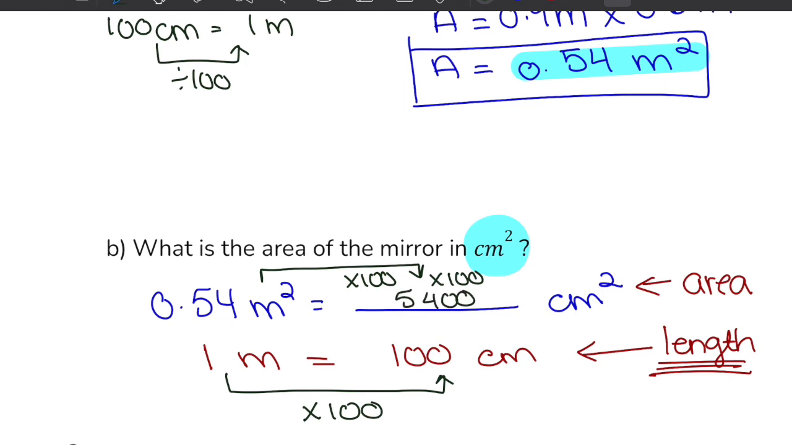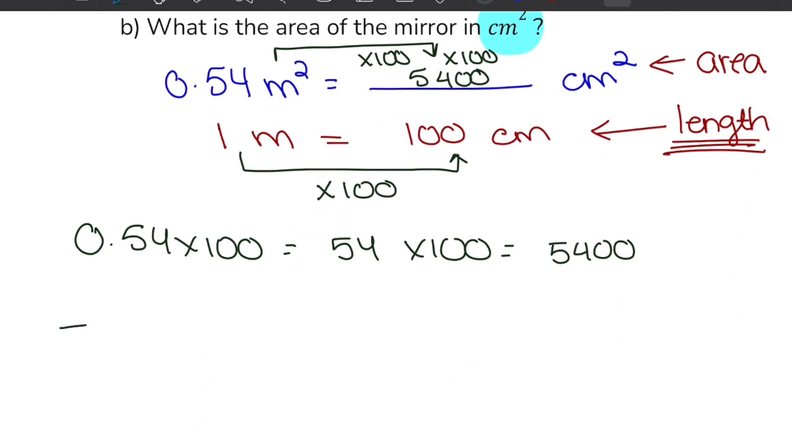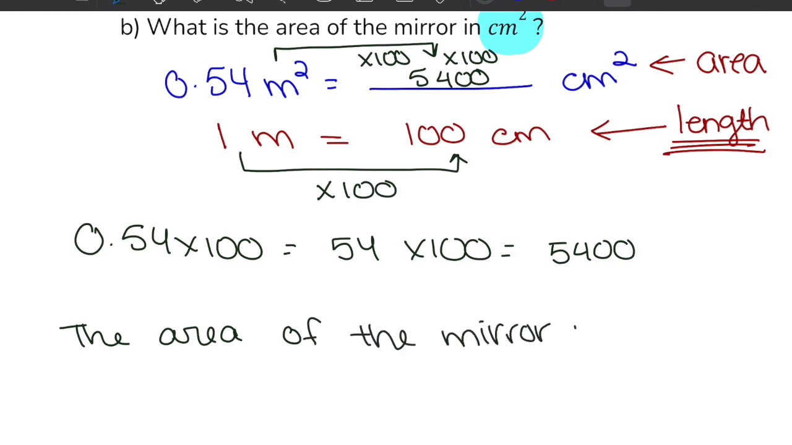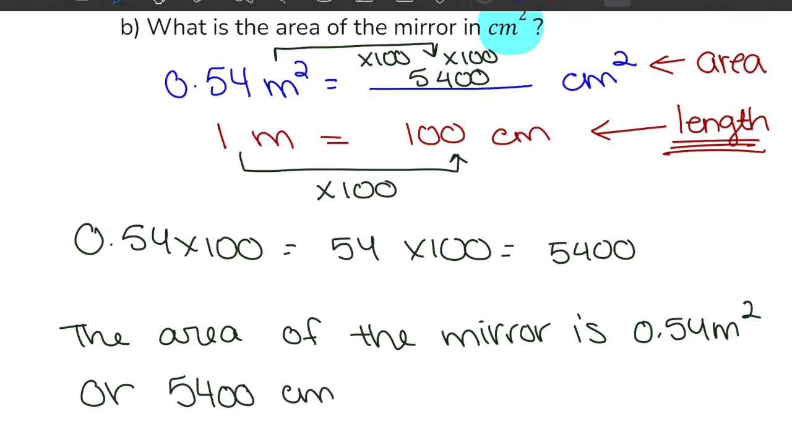Okay? So let's write a summary sentence. The area of the mirror is 0.54 meters squared or 5,400 centimeters squared. And that's it.